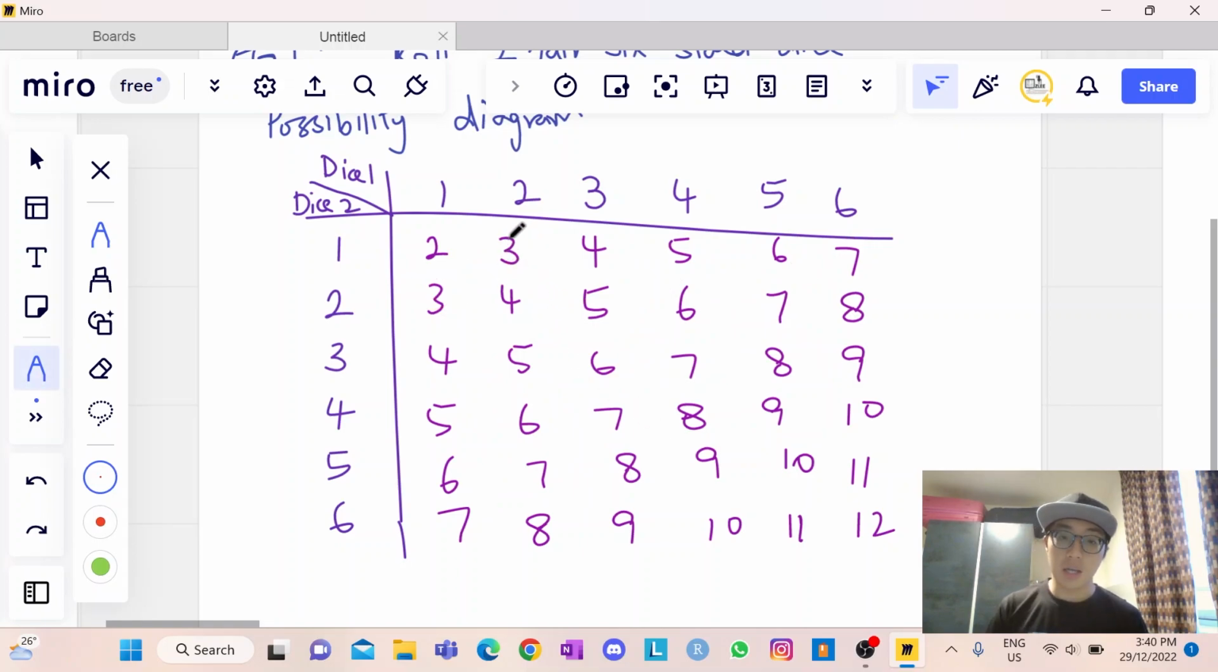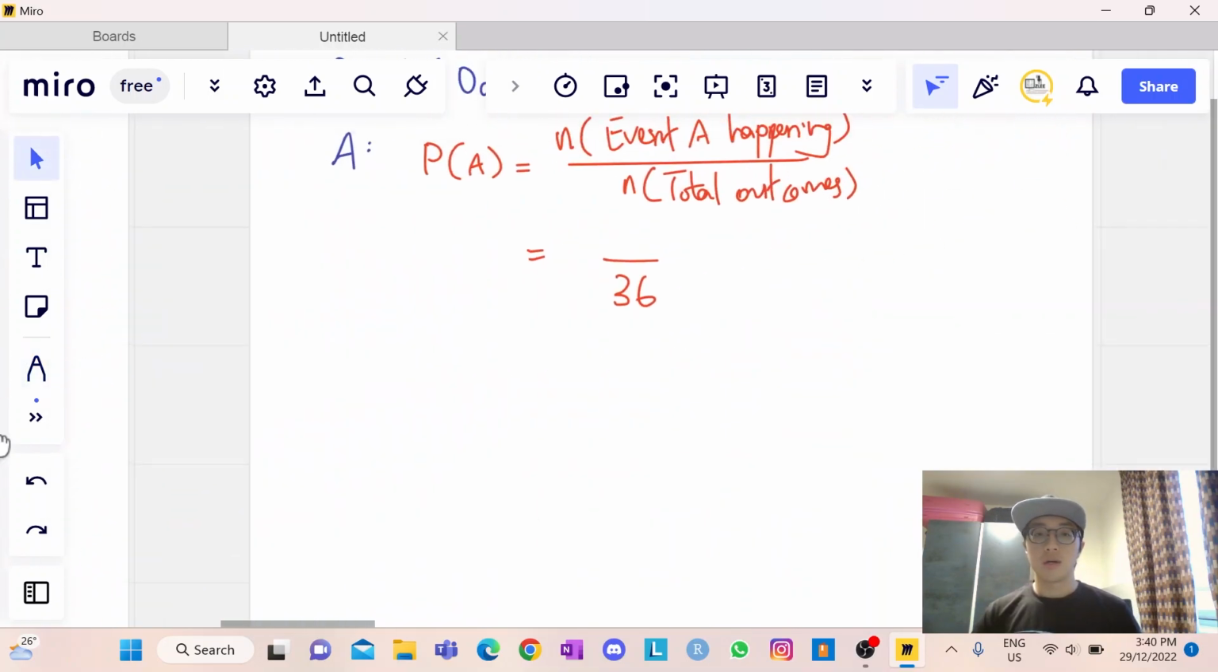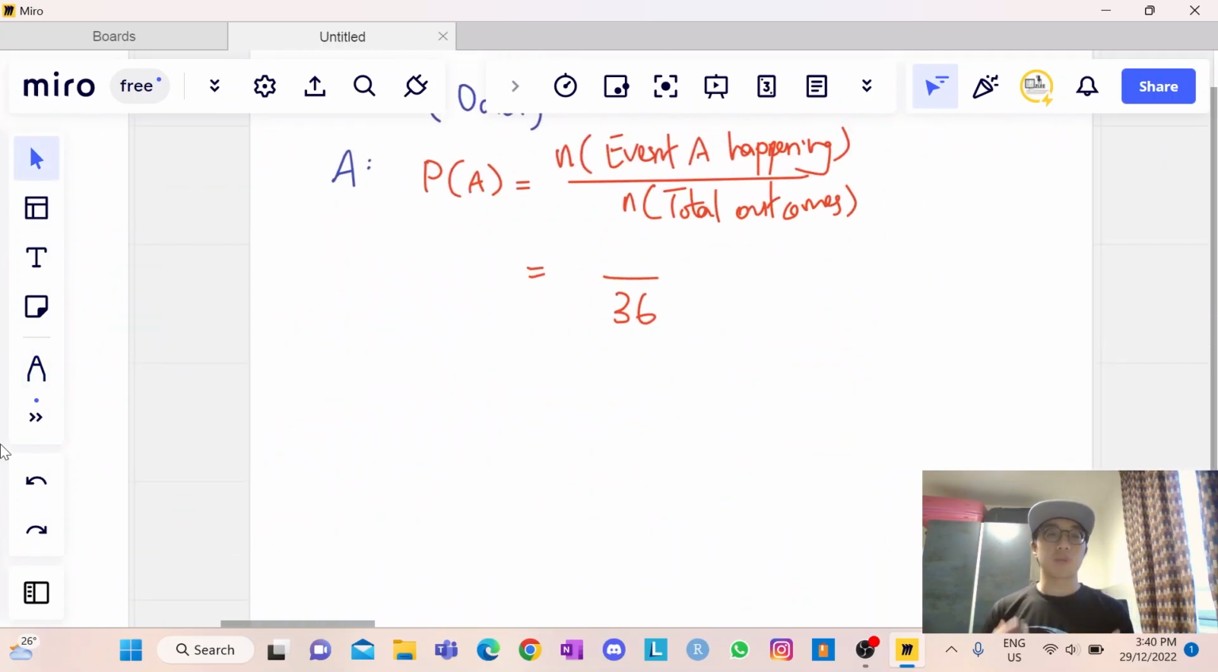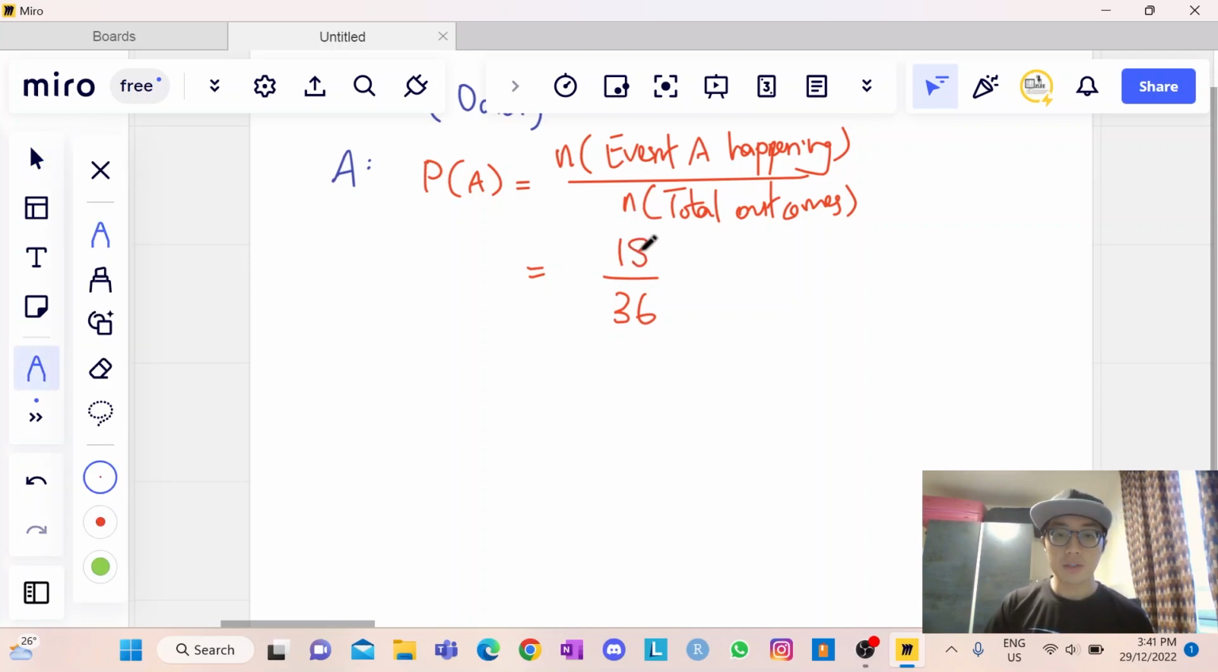If you count, it's 1 2 3 4 5 6 7 8 9 10 11 12 13 14 15 16 17 and 18. So there are 18 possible outcomes in which you will get an odd number. So this is 18 divided by 36, and it will be equal to 1 over 2.